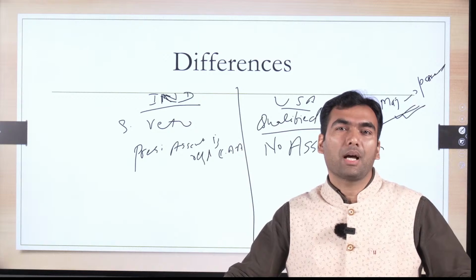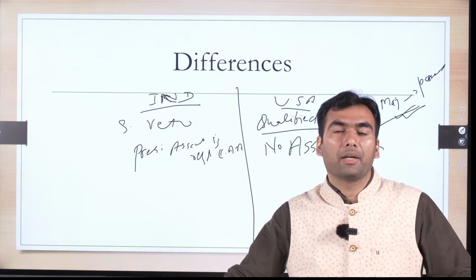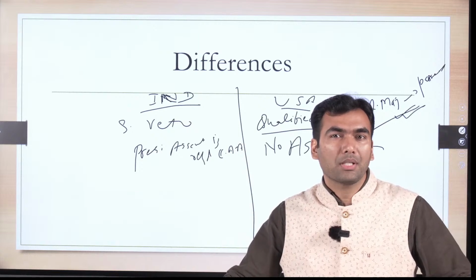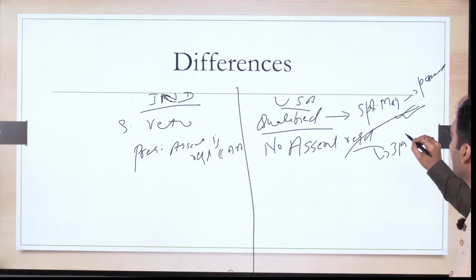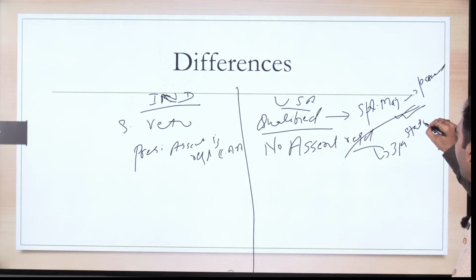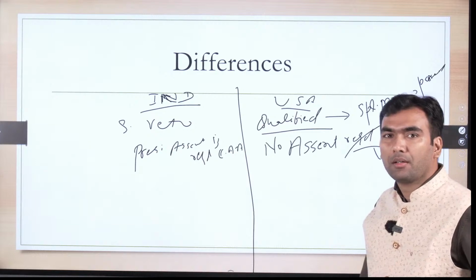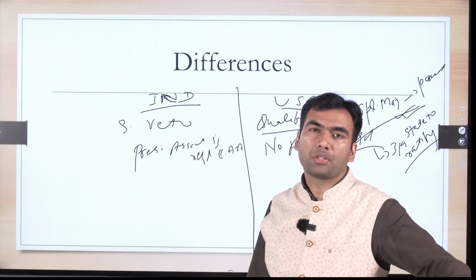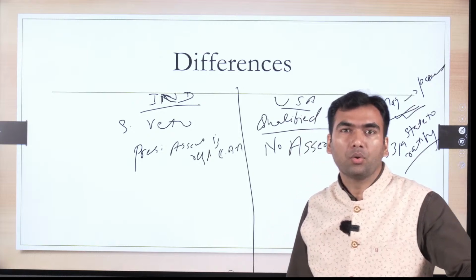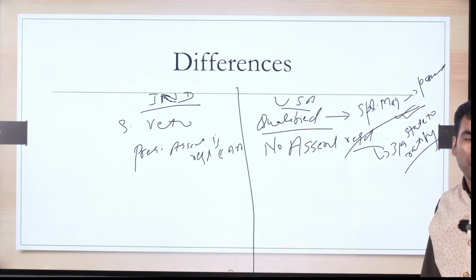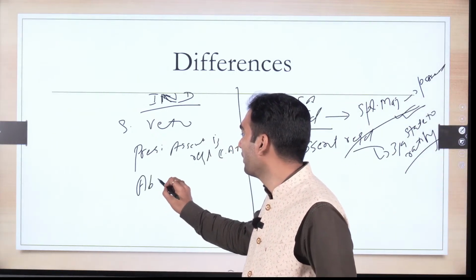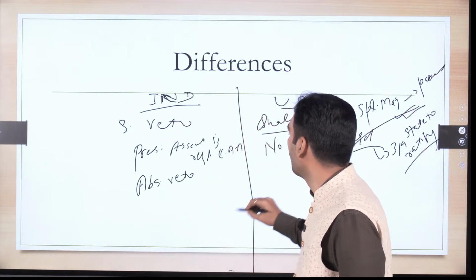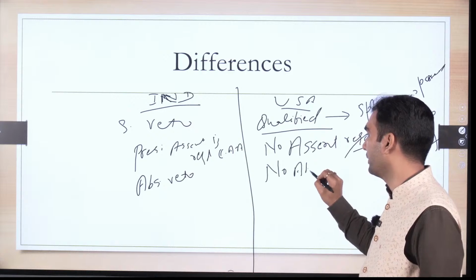Once all the formalities are completed, like their Constitution Amendment requires a special majority in both the houses, and it also requires that 3/4 of the states should ratify, once this process is completed, then automatically the Constitution Amendment takes effect. No assent of president is required. Okay. Then in India there is also absolute veto. In USA there is no concept of absolute veto.